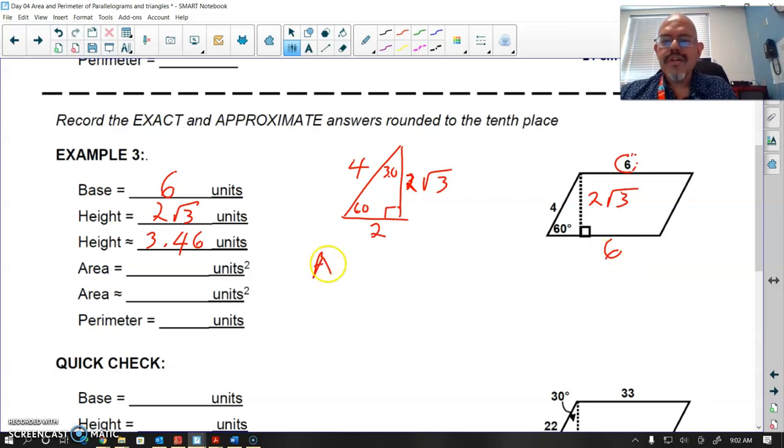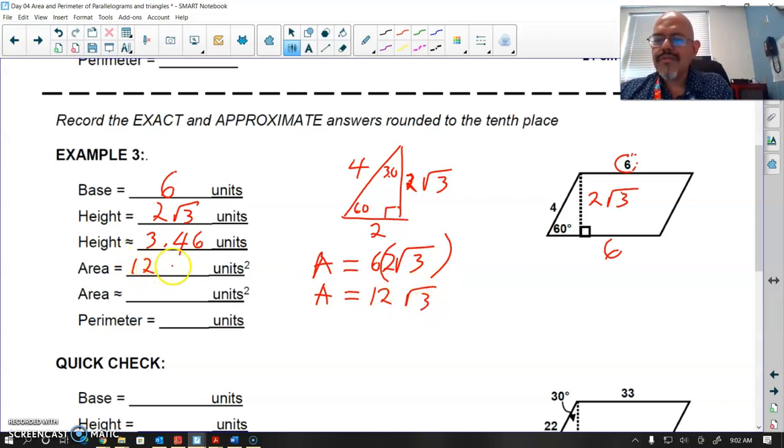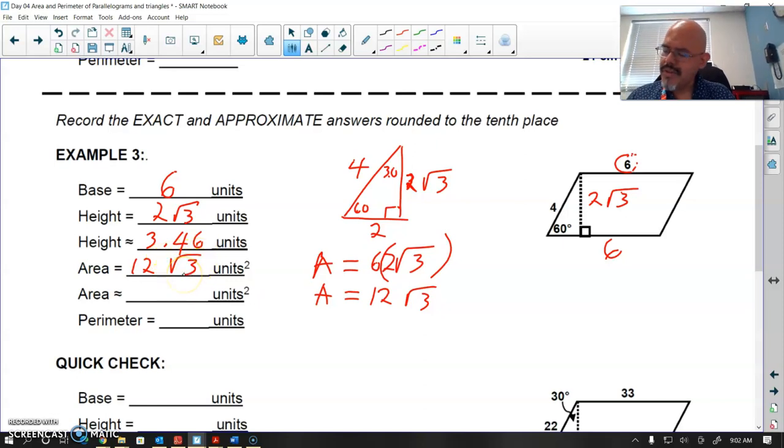So area is going to be base times height. So it's going to be 6 times 2 square root 3. The exact area is going to be 12 square root 3. So that's the exact area, 12 times the square root of 3. Then I take 12 and multiply that by the square root of 3 just to get the approximation. The approximation is 20.78.